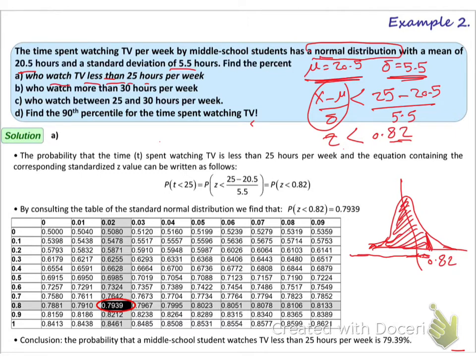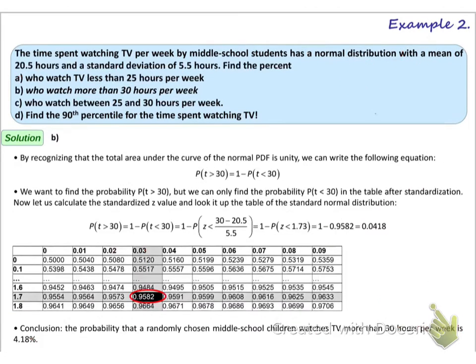So for 0.82, I come to 0.8, but the table has two decimal places, so the second is 0.02, because 0.82 equals 0.8 plus 0.02. So I go here and go to 0.02, get this reading. So the probability here will be 0.7939.